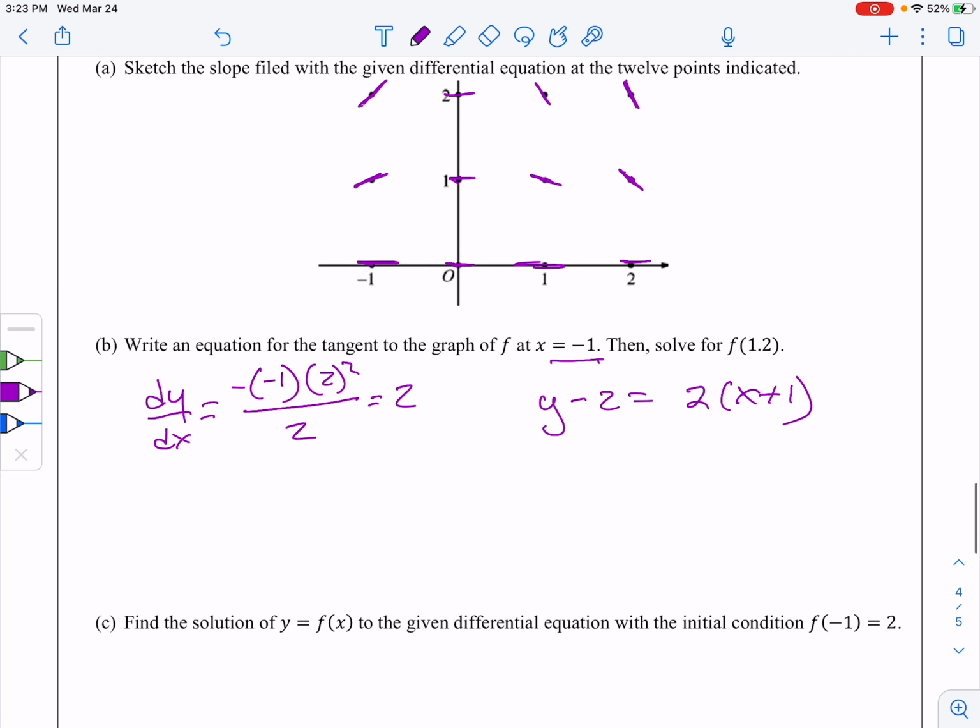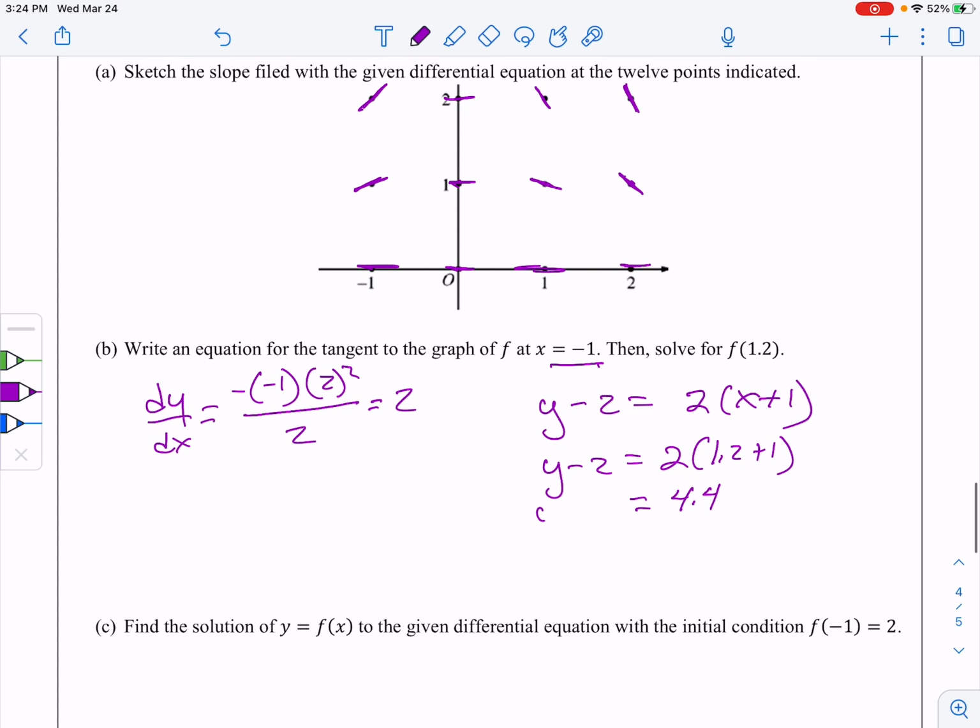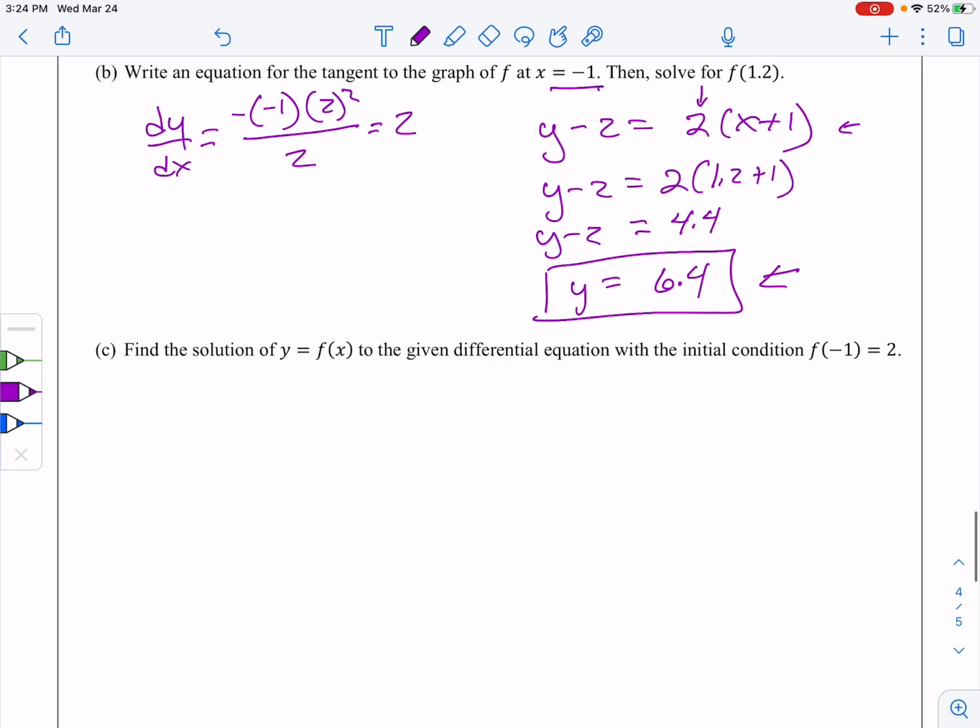And now you go and plug in. y minus 2 equals 2 times x plus 1. So that's 2 times 2.2 is 4.4. And then I'm going to add 2, and I get 6.4. Okay, so that's worth a couple points. Finding your slope's worth a couple points. Writing the equation's worth a couple points. Probably that's a 3-point problem.